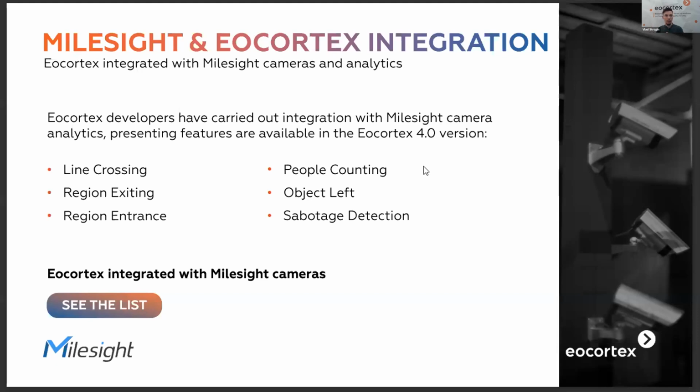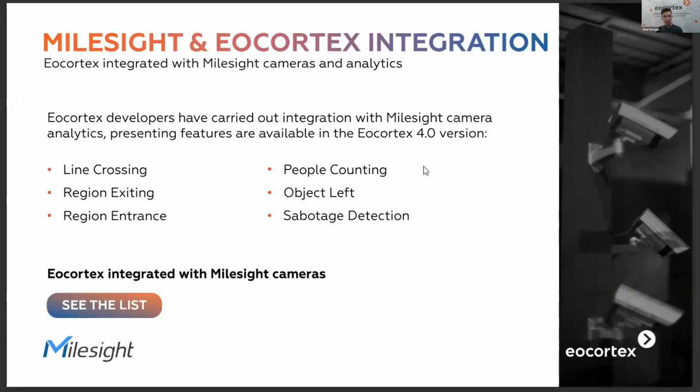What we mean when we say that we have integrated Milesight analytics is that this metadata can be completely processed by Eocortex, and based on that, you can also set some automation, for example, and see different events from Milesight video analytics in the Eocortex interface, right?